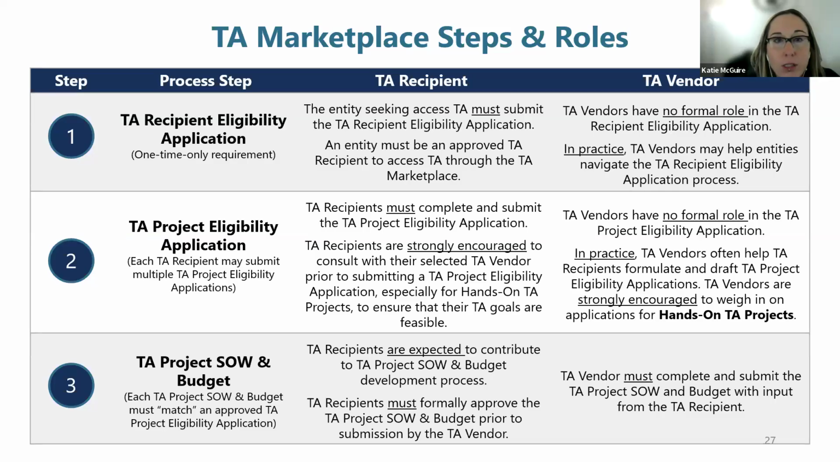So the steps and roles about the TA marketplace: the recipient needs to submit the eligibility application and receive approval before they can access projects in the marketplace. You do not have any formal role in this process, but in practice, you may help them navigate the application process. Once they're approved, they're able to submit project eligibility applications, or PEAs. The TA recipient is the one who completes this application and completes the submission of it.